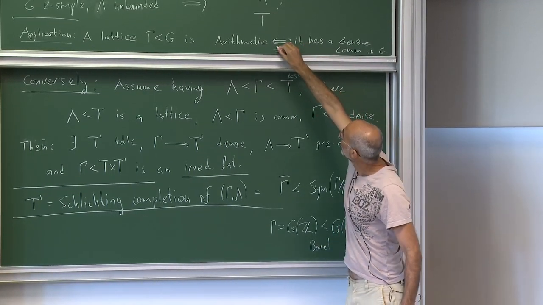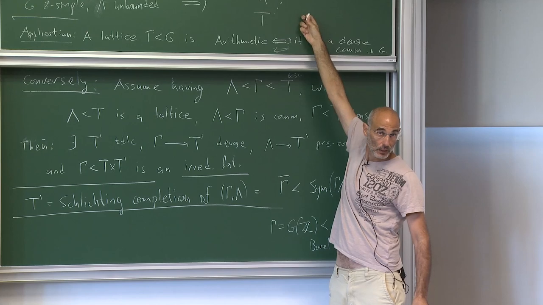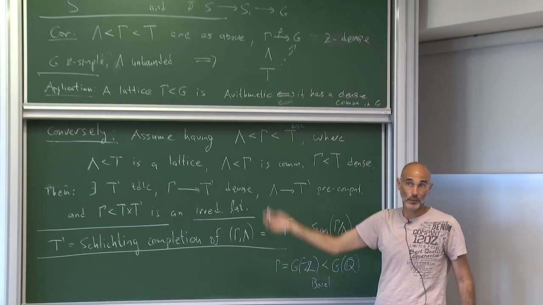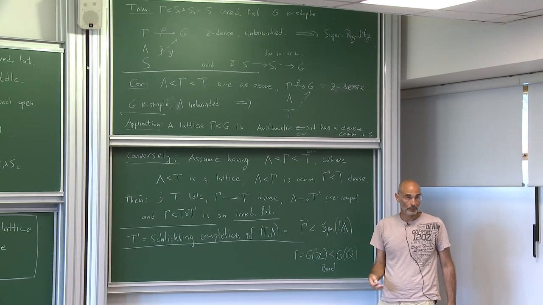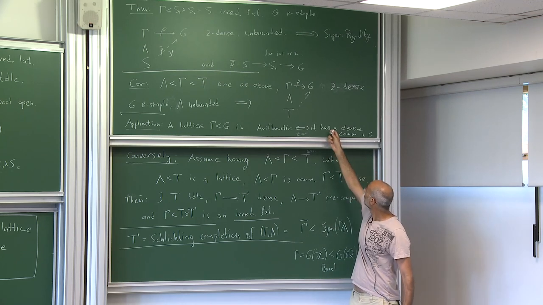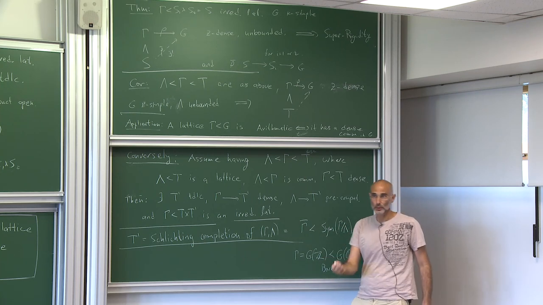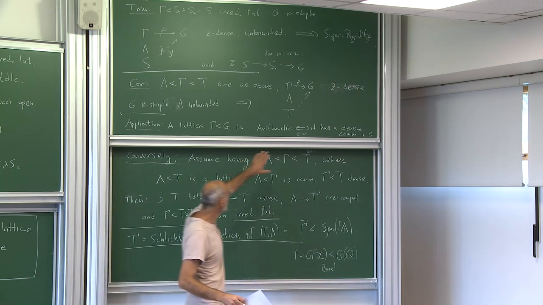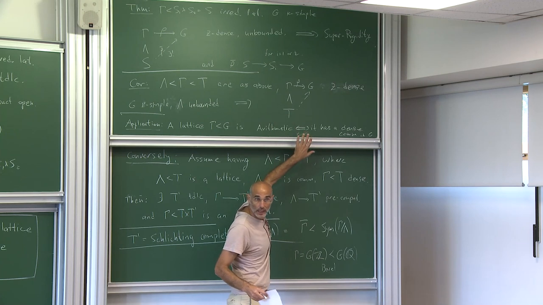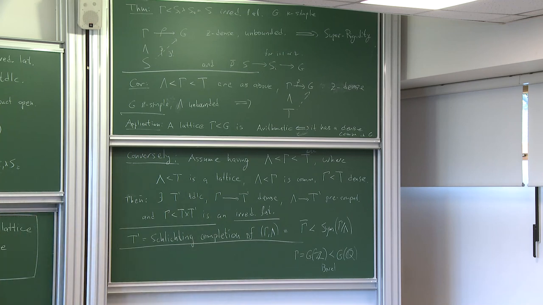For the implication right to left, if it has a dense commensurator, then we are in the setting of superrigidity, and there is a general explanation by Margulis, which partially I hope to explore in the next lecture, that explains why superrigidity implies arithmeticity. I will not go into the full explanation of this, but presumably you have seen it or you will see it somewhere else. It's this theorem that is at the heart of this criterion, and this is a very, very useful criterion for arithmeticity. Okay, any question about this?